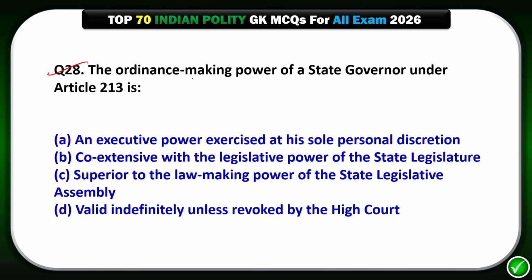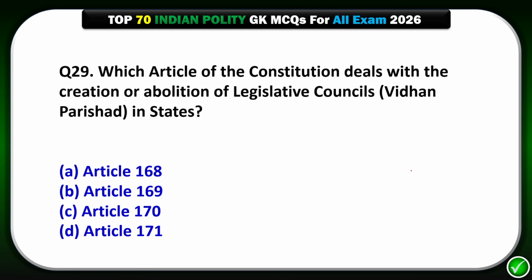Question number 28. The ordinance making power of the state governor under Article 213 is dash. Option number B. Coextensive with the legislative powers of the state legislature. 29. Which article of the Constitution deals with the creation or abolition of legislative council in states? Option number B. Article 169.